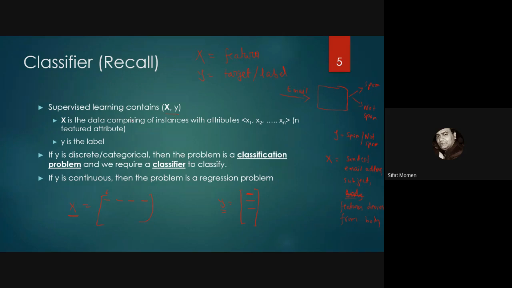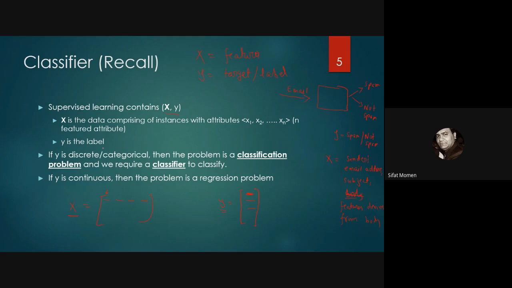So X here is a data comprising instances with different attributes like x1, x2 up to xn. Up to xn means there are n feature attributes, so there are altogether n features in that particular data set. Am I clear? And we have a y, which is a label, really.